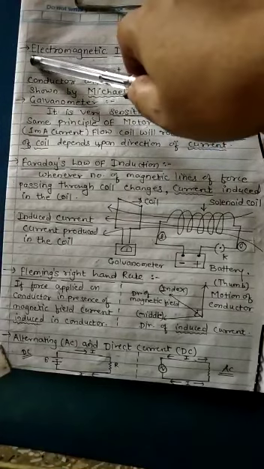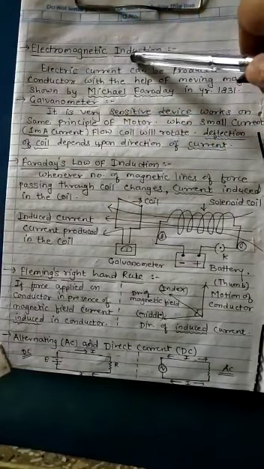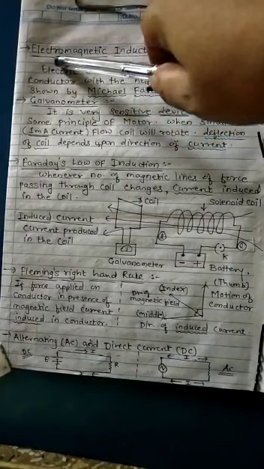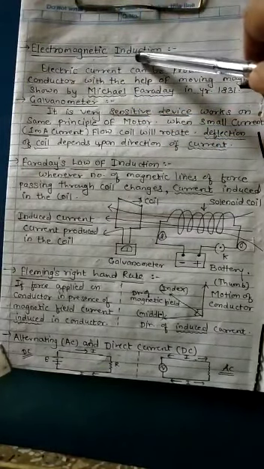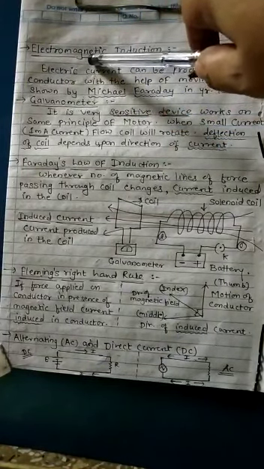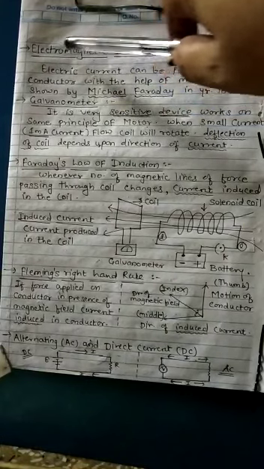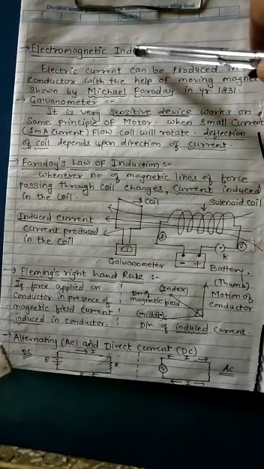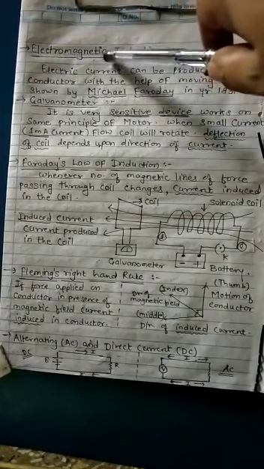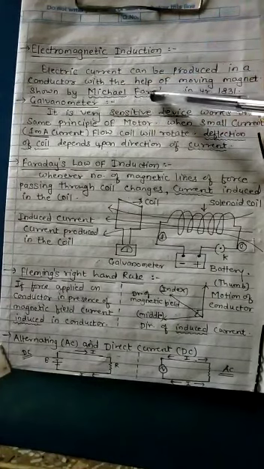So this is about electromagnetic induction. Electricity or current produced under the effect of a magnet is called electromagnetic induction, and the inventor of this electromagnetic induction is Michael Faraday.